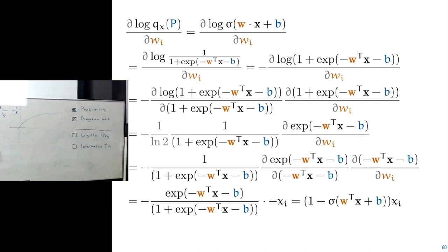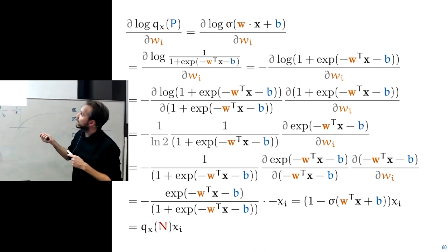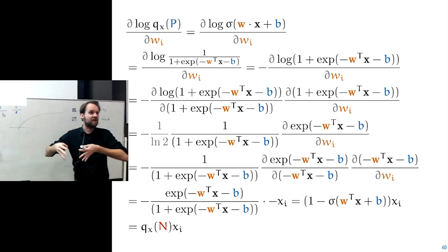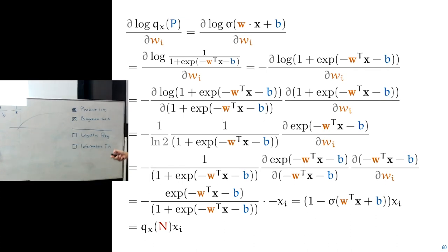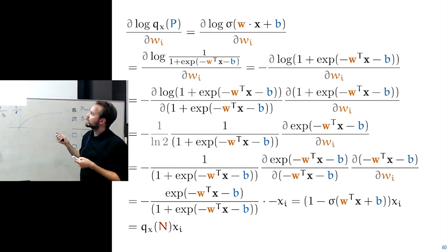And the negative of the sigmoid is 1 minus the sigmoid. So this is equal to 1 minus the sigmoid of w transpose x plus b, times xi. This sigmoid of w transpose x plus b is our model. Remember, this is the function we execute to evaluate our model. So we can replace this by our model. And because our model gives us the probability of being positive, 1 minus our model is the probability of being negative, so this whole thing is the probability of being negative times xi.